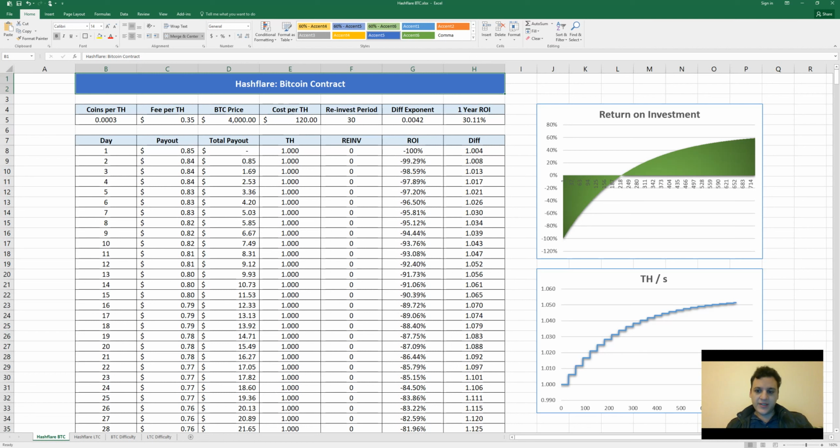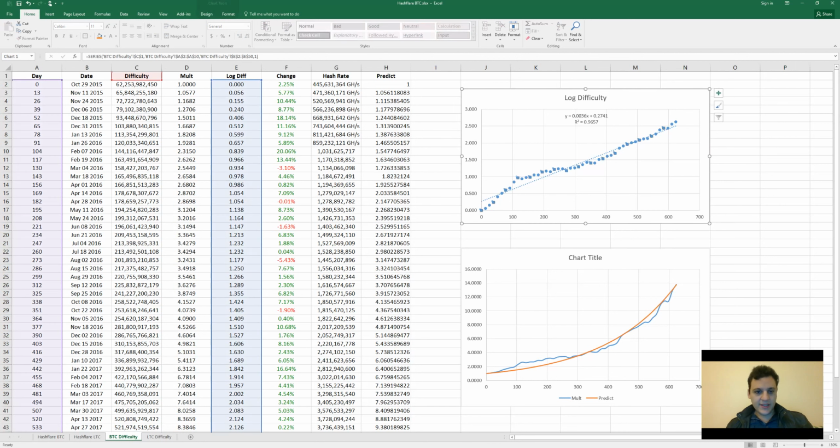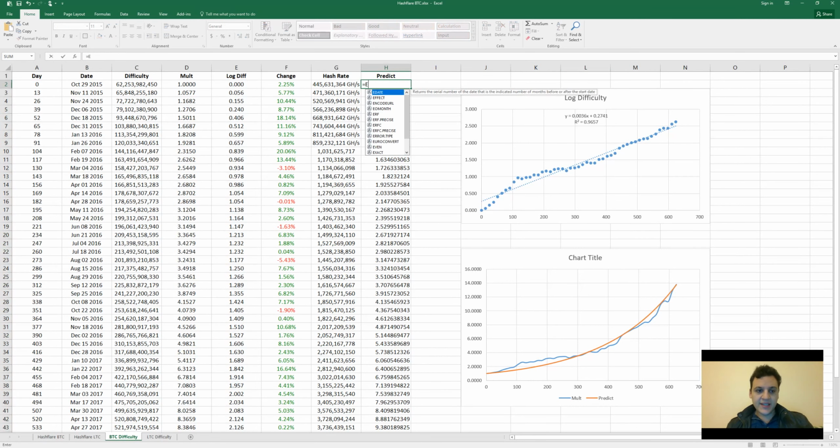So this is the same spreadsheet I had before. I just updated it, made it a bit cleaner and easier to read. And the mistake that I made was when I calculated the difficulty curve. So we took the log of the difficulty, and then when I predicted it, it should start at 1. And what I did last time is I did the exponential of this formula, the formula that came from my fit.